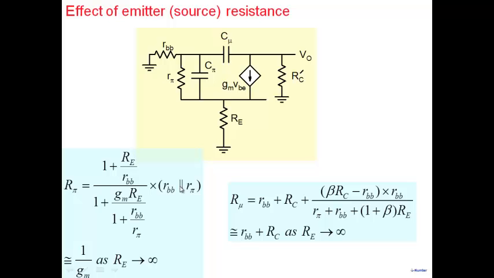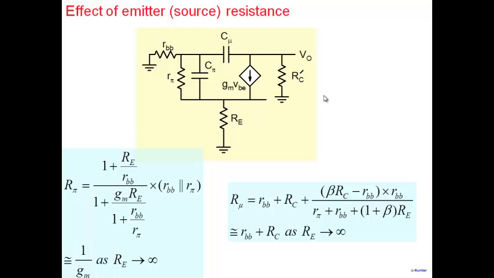And RBB in parallel with R pi is a significant resistance. If RBB is, let's say, 200 ohms and R pi is 2K, at least this value is 200 ohms. When I make RE very large, my calculation shows me that the resistance goes to 1 over gm. 1 over gm is how much? 26 ohms, if I bias it at 1 milliampere. So it's a question of 26 ohms versus, let's say, 200 ohms. So 26 ohms is very small, and therefore the time constant associated with C pi becomes very small.